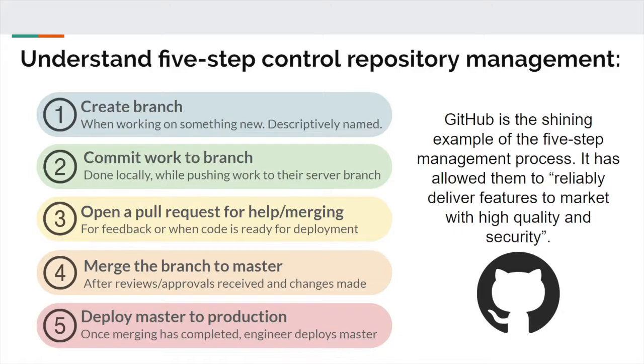GitHub is the shining example of the 5-step management process. We've all used it, and it follows these 5 steps to a T. It has allowed them to reliably deliver features to market with high quality and security.